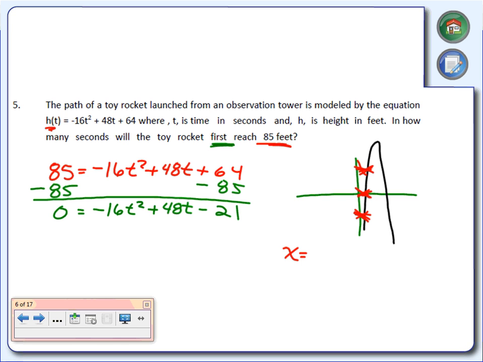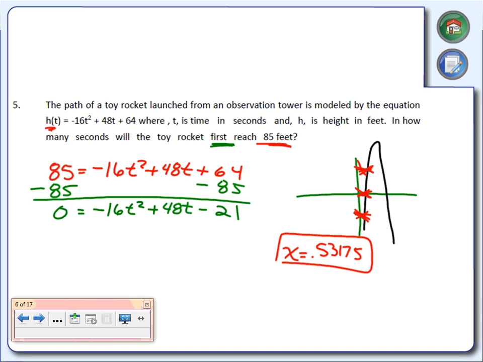So what is that decimal? Point something. What is it? 0.53175, something, something, something, right? So the more decimals we have, the more accurate we're going to be. It says, in how many seconds does it reach its first time at 85 feet? You're looking at it right here. 0.53175, and so on.